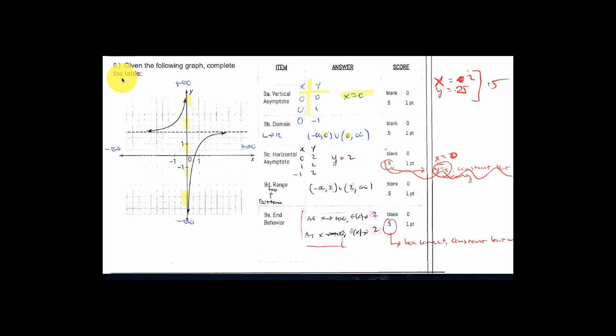All right, given the following graph, complete the table over here. So the vertical asymptote is in yellow. And how do you get that? You just pick some ordered pairs on there.